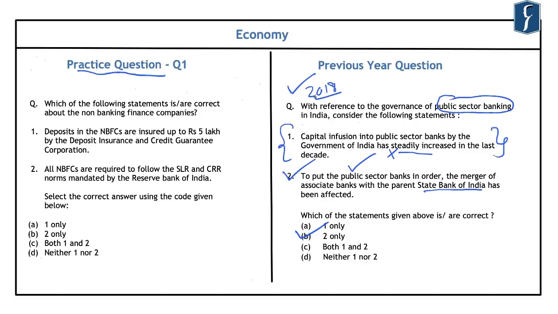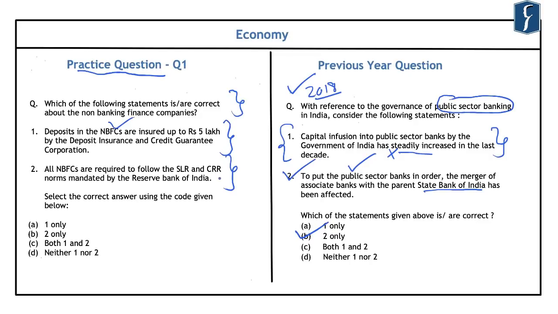So the question reads, which of the following statements is or are correct about the non-banking finance companies? First is that the deposits in the NBFCs are insured up to rupees 5 lakh by the Deposit Insurance and Credit Guarantee Corporation. Second is that all the NBFCs are required to follow the SLR and the CRR norms which are mandated by the Reserve Bank of India. Now, if you go through the prelims compass of the economy, you will find a comparison has been provided between the banks and the NBFCs.